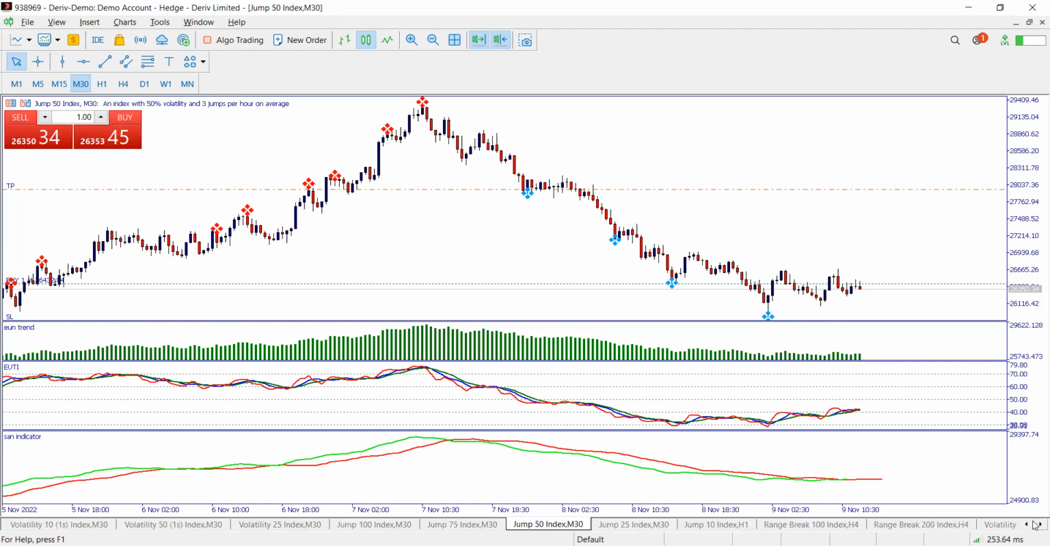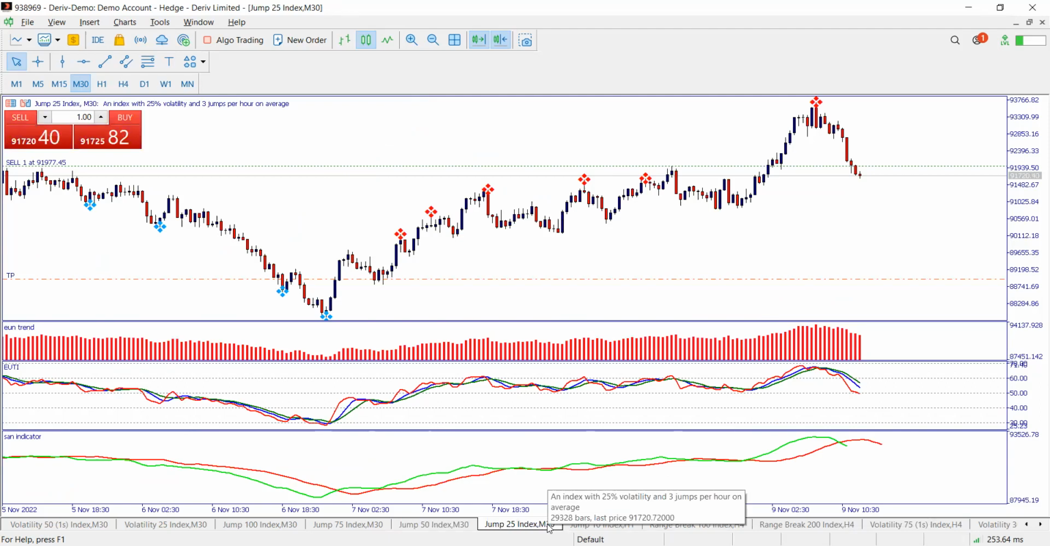Then we have jump 50. Remember, I told you about this one, that I took it too early. If the crossover is still intact like this, don't take it. The crossover that is open. And this one, the crossover was open. You see that it's in profit.